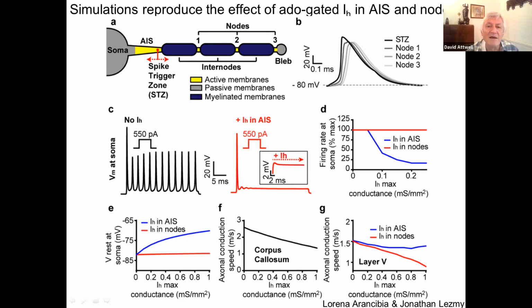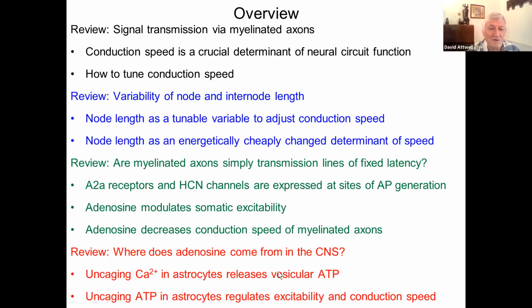And finally, if we simulate an extended axon, not a little stubby axon like this, but if we forget about the soma and the bleb and just have an infinitely long axon going across the corpus callosum, as we put more IH into the nodes, we find we can roughly halve the conduction speed like this. So I've shown you then that adenosine decreases the conduction speed, and the last question to answer then is where might the adenosine come from?